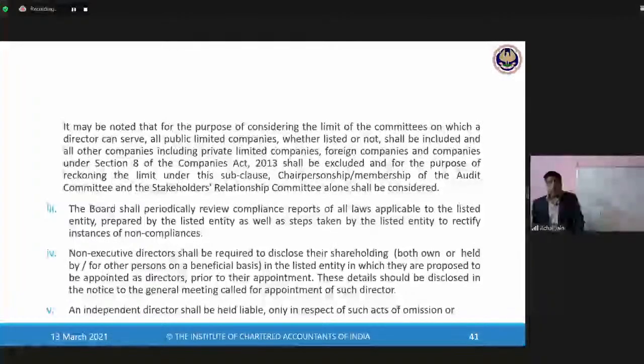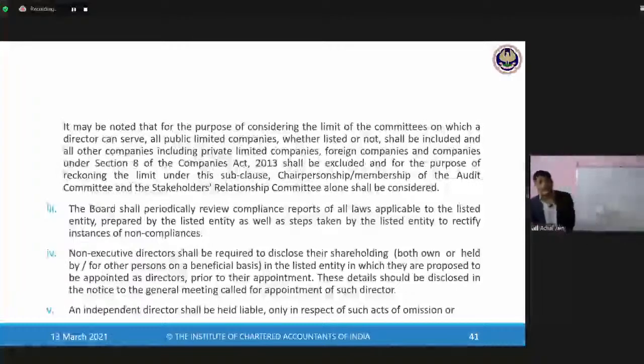Non-executive directors shall be required to disclose their shareholding in the listed company in which they are proposed to be appointed as directors prior to their appointment. These details should be included in the notice to the general meeting called for appointment of such director.